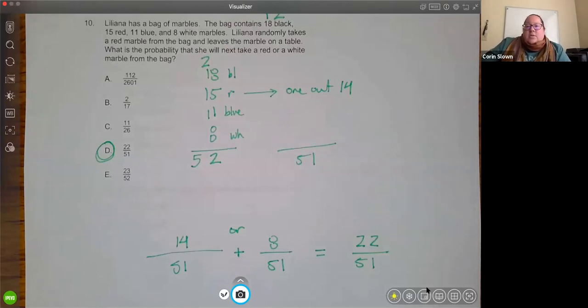So I'm going to sort you into breakout rooms. Oh, yes, Cassandra, thanks for your clarifying question. When you have probability problems and they use the word or, it means you're going to add the 2 fractions together. That is correct.